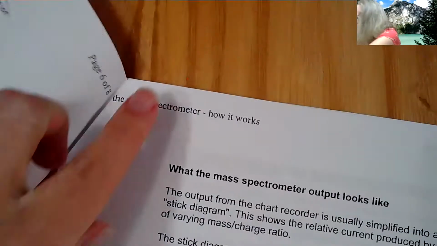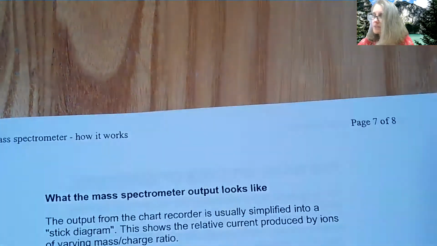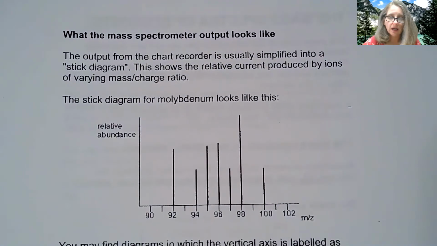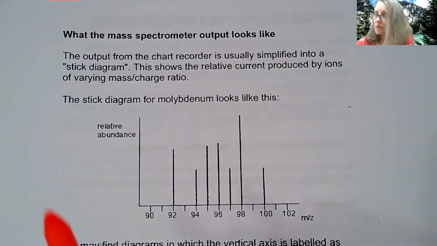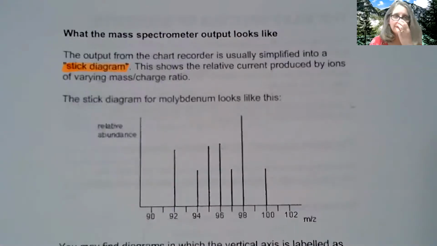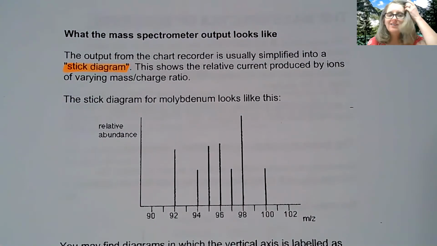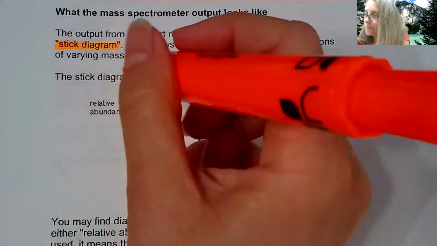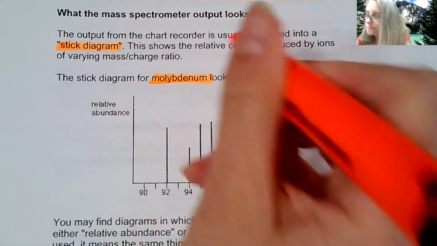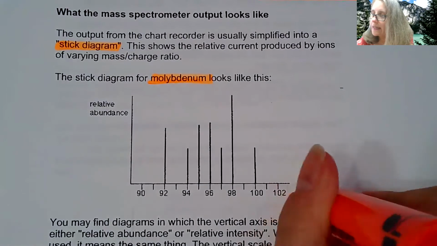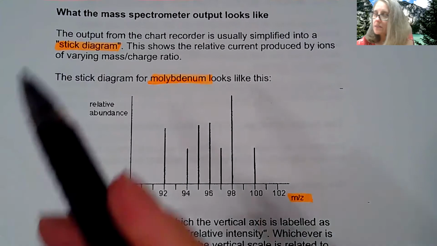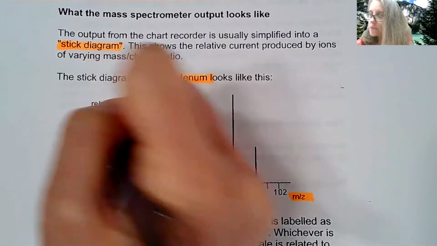So skipping all the way to what, on the top here, says page 7 of 8. What does it look like after you run the mass spectrometer? Well, it's called a stick diagram, and literally it looks like a bunch of sticks. This is a mass spectra for molybdenum, the element molybdenum. What you will see on the x-axis is your mass to charge ratio, and on your y-axis is what we call relative abundance.